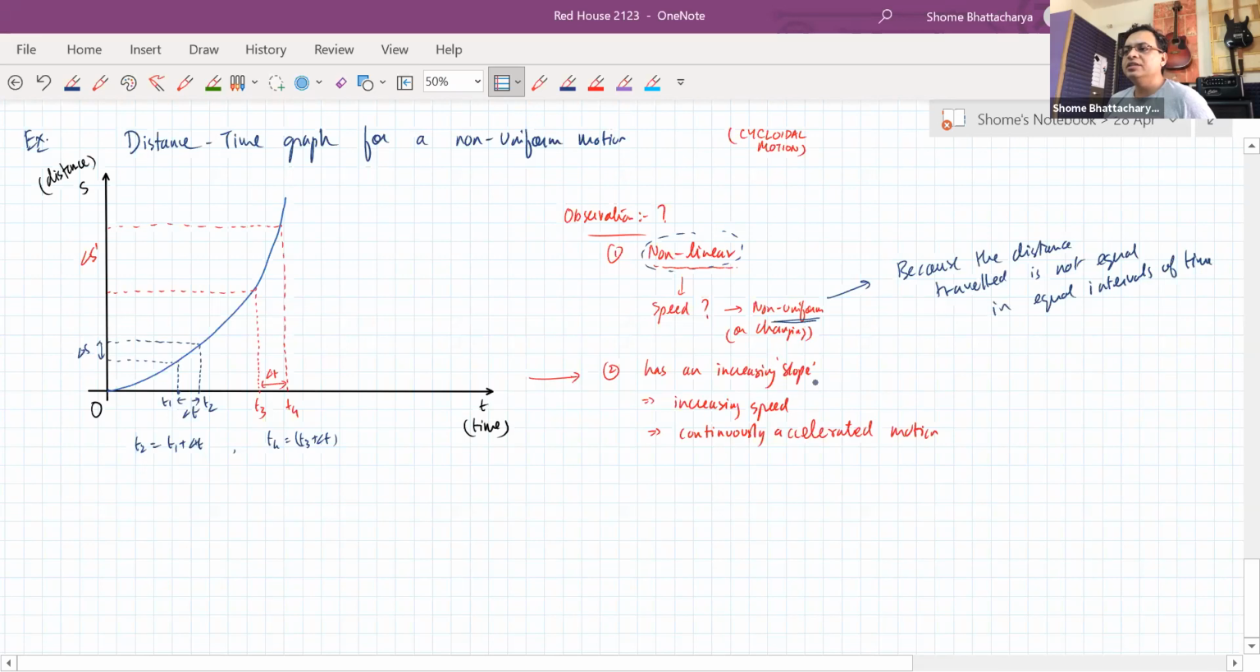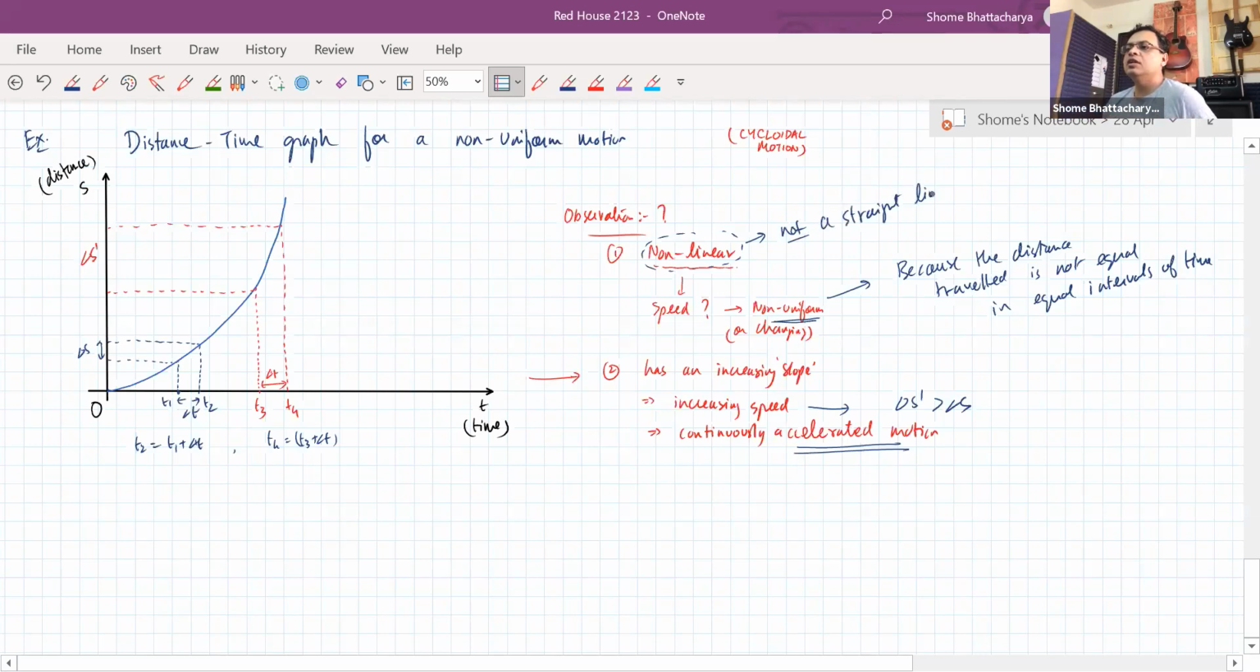But how do I know that it is increasing? How do I know it has increasing speed? Because delta s prime is greater than delta s. So as time progresses, in the same intervals of time, it is traveling more and more distance. So I know that it is a continuously accelerated motion. Non-linear, of course, was just by observation that the graph is not a straight line.